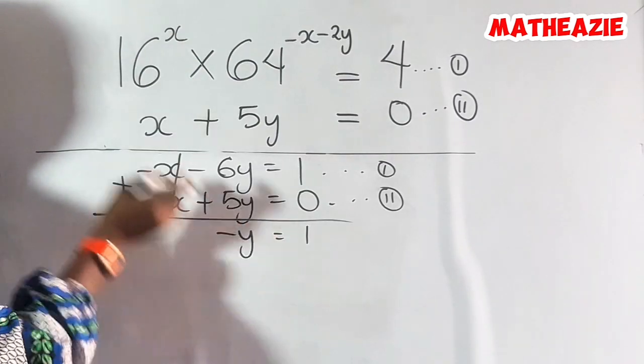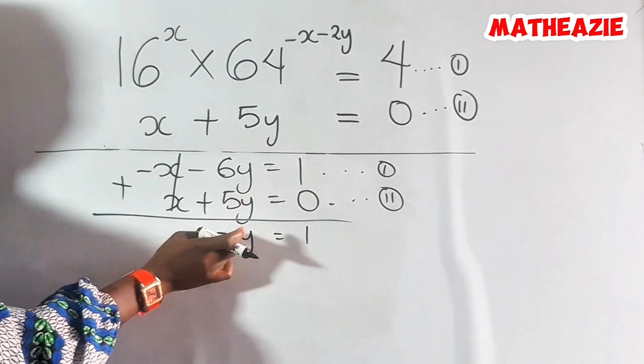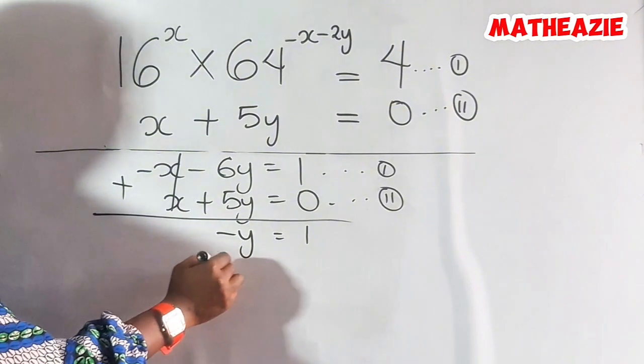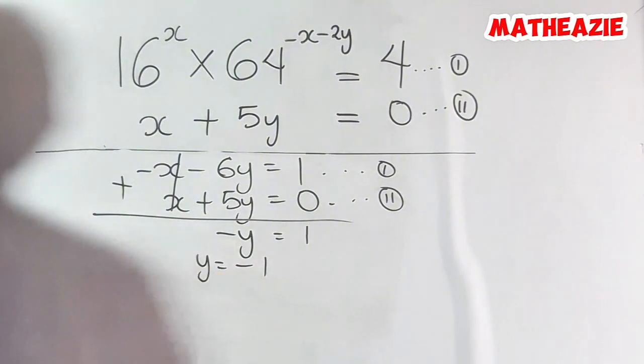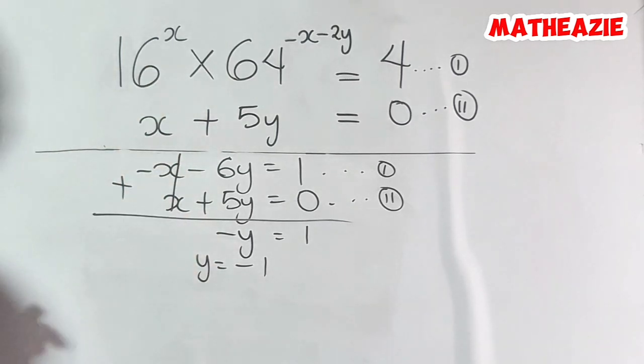Now I will multiply both sides of the equation by minus 1 and this will give me y as minus 1. Now let's substitute minus 1 for y in any of the equations.